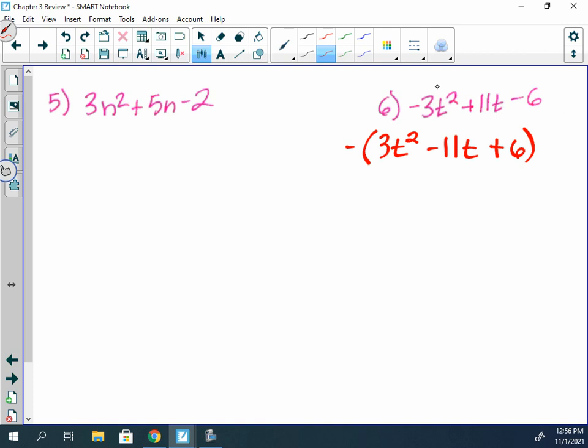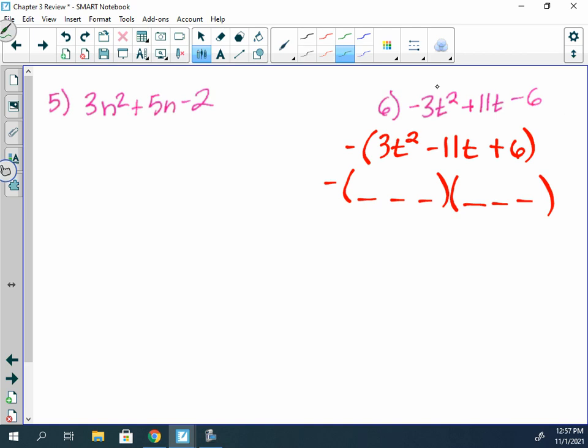Now we could have left it as -3t squared, but it makes it a little bit more challenging when we try to find the factors of -3t squared. After factoring that out, we can do 2 sets of parentheses with 3 spaces.